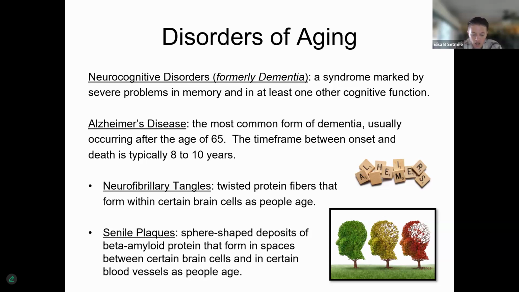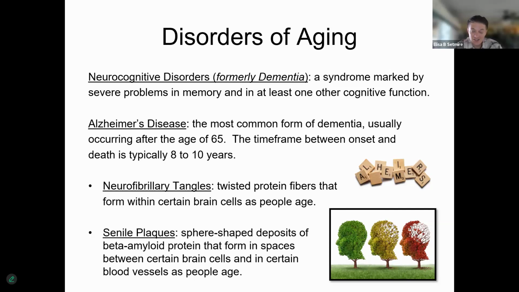By far, the most common of these is Alzheimer's disease, named after Alois Alzheimer, who coined this back in the early 1900s. But this is by far the most common type of dementia. Very common after the age of 65. Like 1 in 10 people over the age of 65 get this disorder. It's not thought to be genetic, it's just a product of aging, unless it happens earlier, in which case it might have a genetic component.